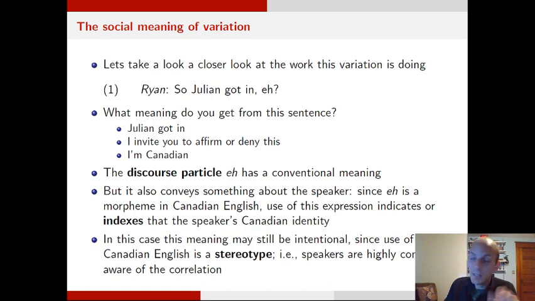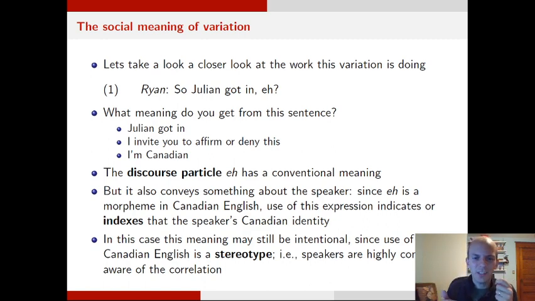These are the stereotypes. Again, it doesn't mean they're not true. It doesn't mean that Canadian speakers don't say those things. And it also doesn't mean that they do say those things. This is about people's perceptions, that people perceive a connection between a certain linguistic variant like "eh" and Canadianness.